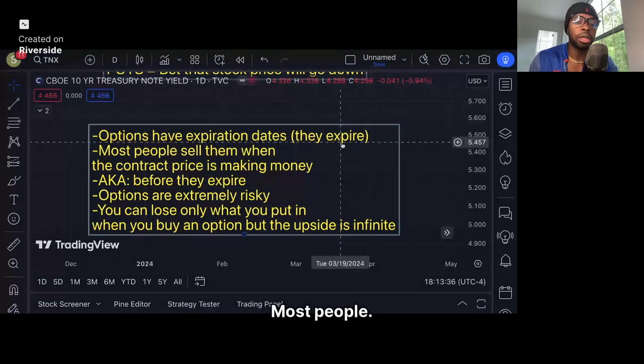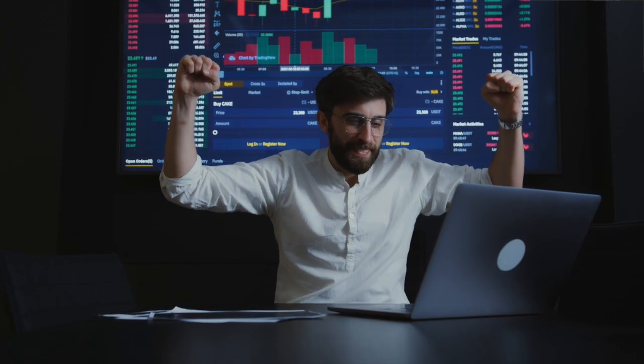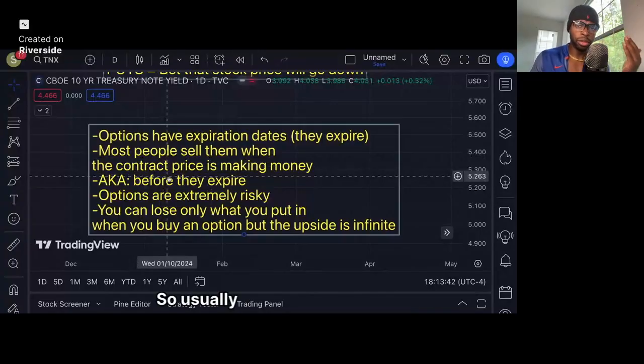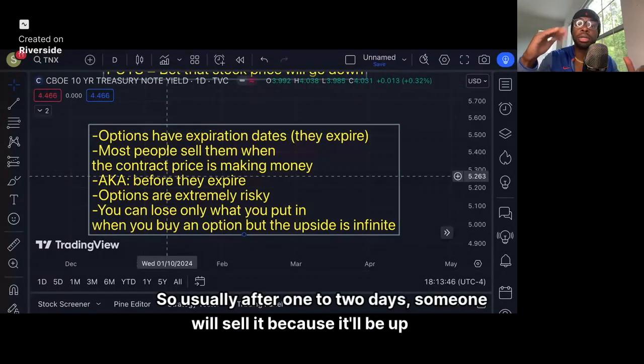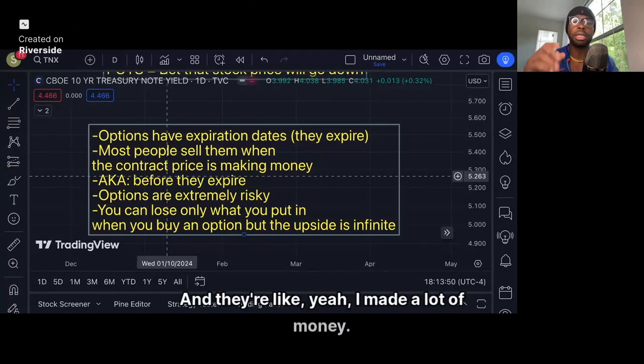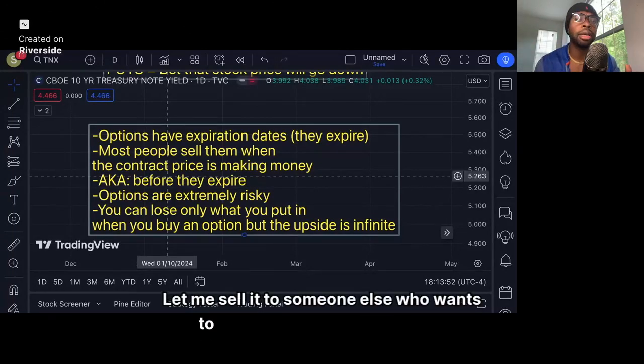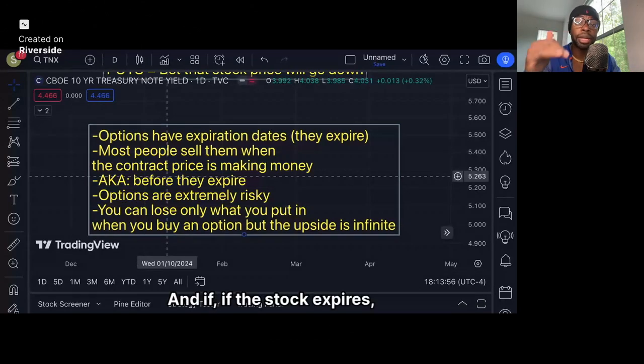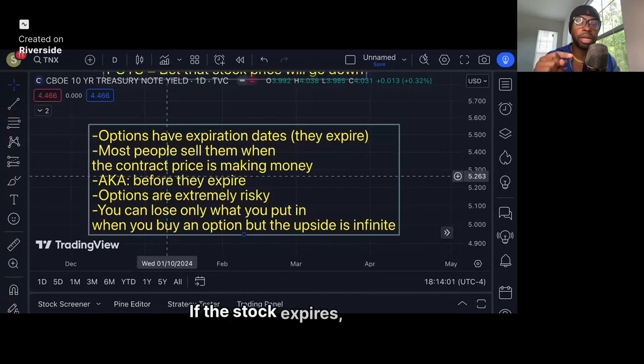Most people sell them when the contract is making money. Usually after 1 to 2 days, someone will sell it because it'll be up 50%, 100%, 200%, and they're like, yeah, I made a lot of money. Let me sell it to someone else who wants to bet that the stock's going up. And if the option expires, it goes to $0.